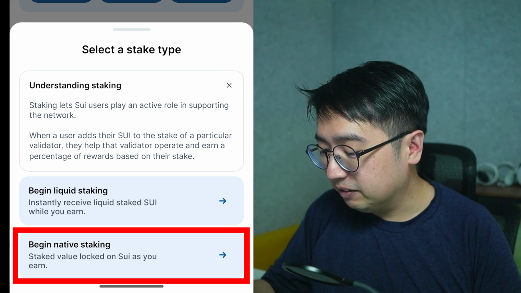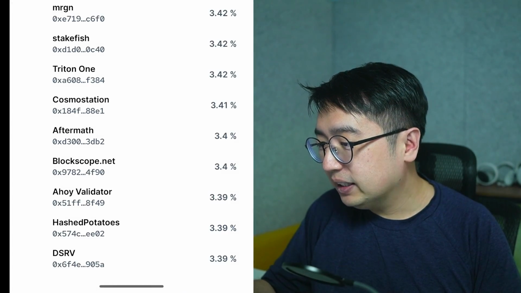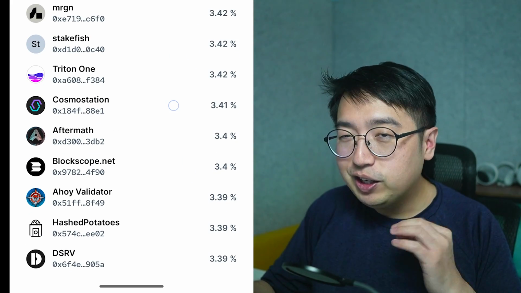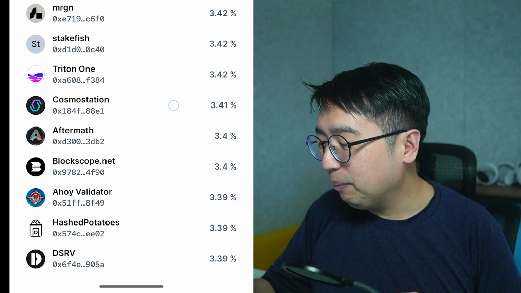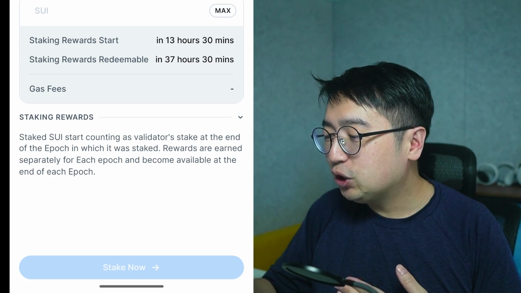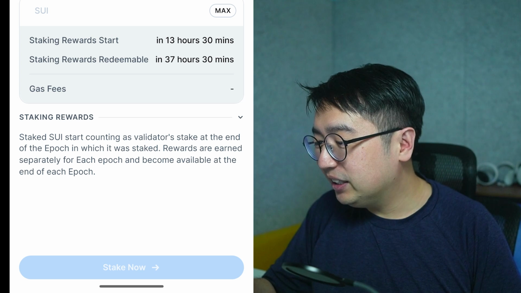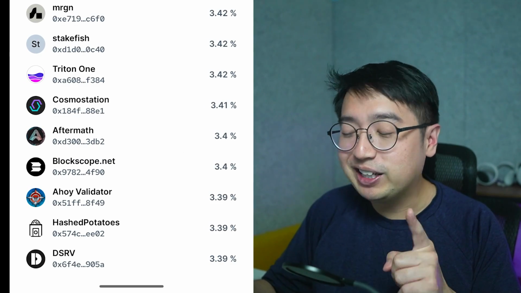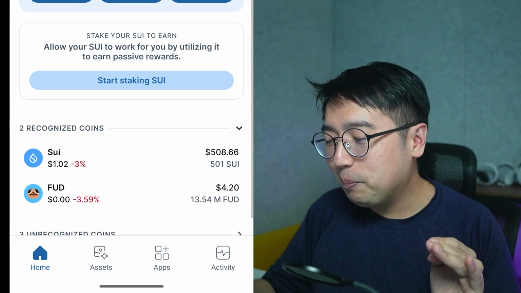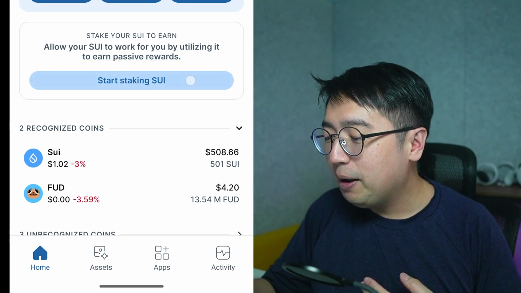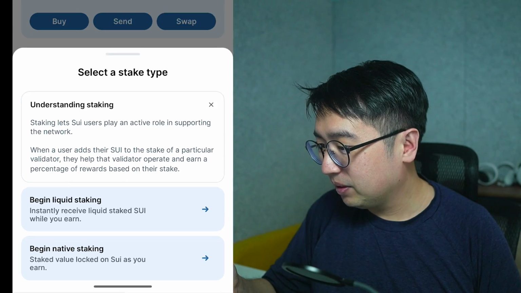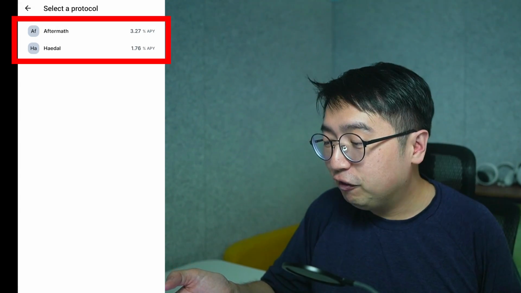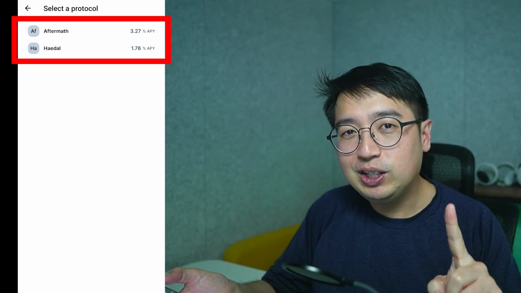So if we hit begin native staking, stake value locked, we can see all these different validators and the earnings we would get. Now the earnings isn't really what we're going to get because each one also takes a commission. So we want to understand what their commission is and how much we're actually going to get at the end. So we're not going to do that. We want to look at liquid staking. So back at the home page, we're going to hit start staking SUI, begin liquid staking. Now we can go with either Aftermath or Haedal. These rates could fluctuate in the future, but right now we're going to use Aftermath.